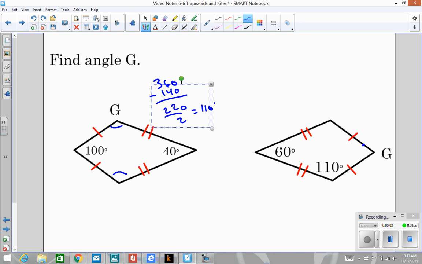Now if we look at this figure, take a minute, see if you can solve this figure, and we'll talk about that. When you're done with this figure, you should get angle G. The measure of angle G should equal 80 degrees. If you don't get that, make sure you ask a question.